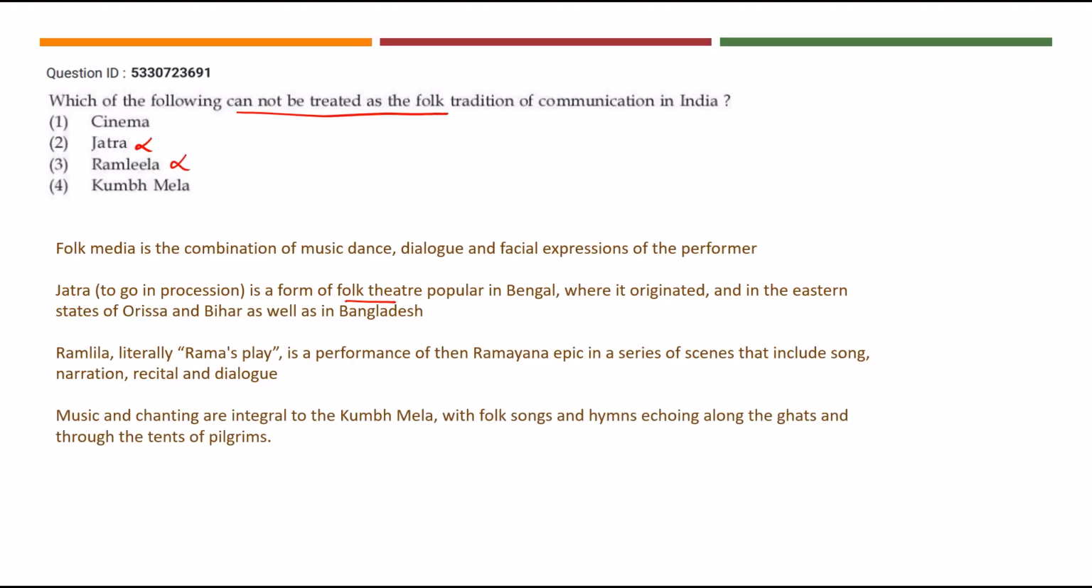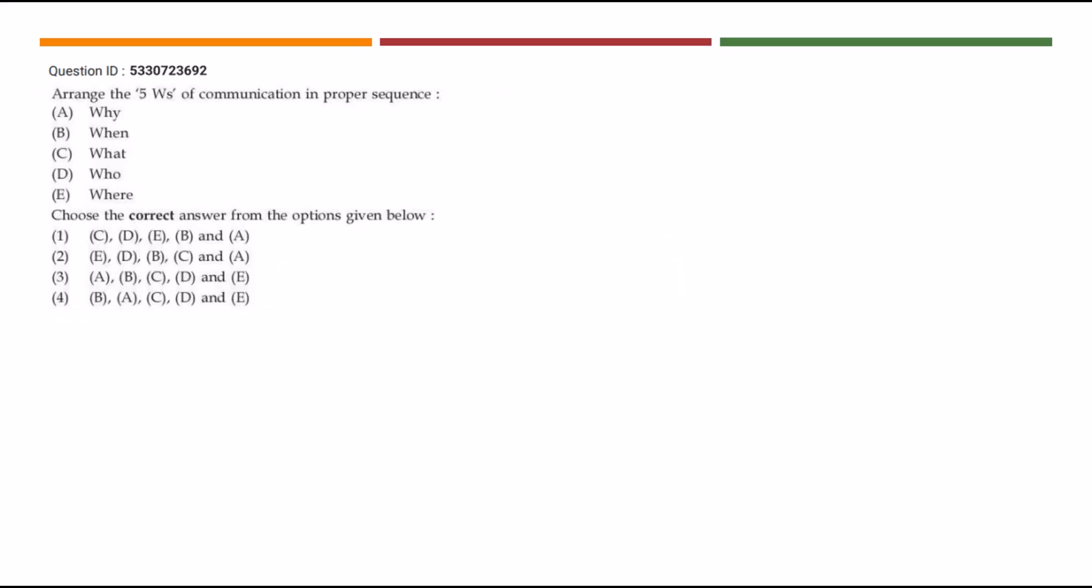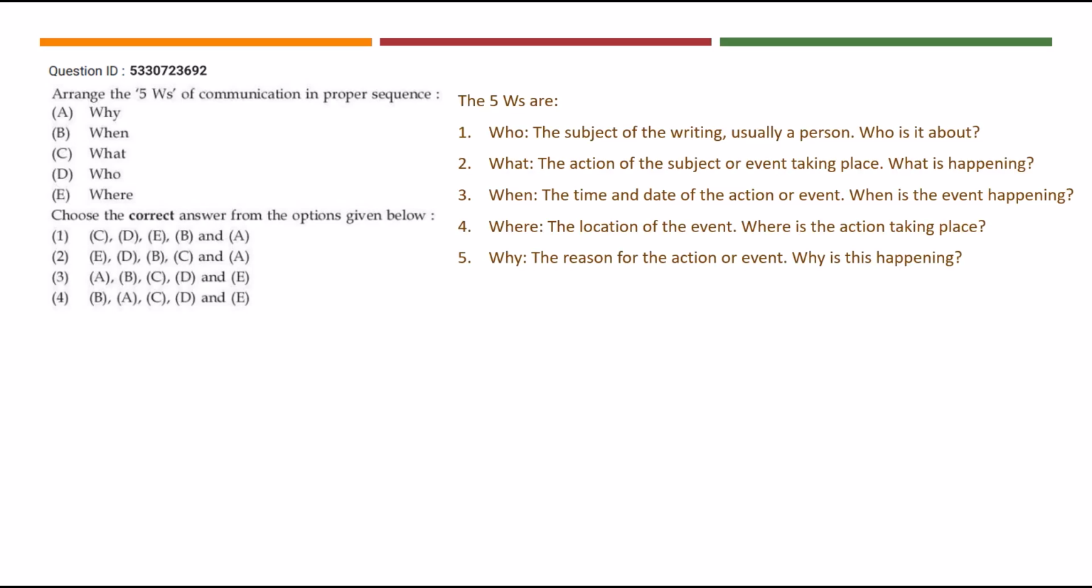What about Kumbh Mela? It happens once in 12 years. But how is folk tradition related to it? Music and chanting are integral to the Kumbh Mela, with folk songs echoing along the ghats and through the tents of pilgrims. So definitely this is also a part of folk tradition. Then what is not folk tradition of communication in India? It's definitely cinema. Next question, arrange the 5 W's of communication in proper sequence. So what are the 5 W's?